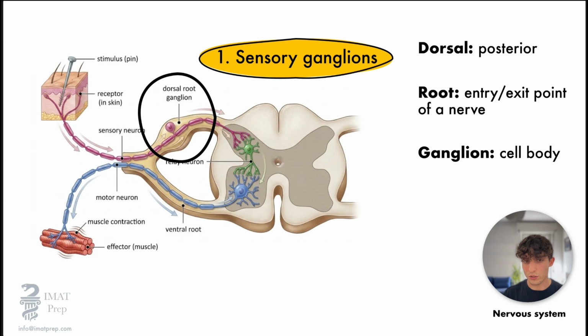We have seen what the dorsal root is. Dorsal root was this entry point of this sensory nerve into the spinal cord. Dorsal because it's posteriorly found, sensory posterior. Root because the nerve is entering the spinal cord. In the case of the dorsal root, it's entering. In the case of the ventral root, it's exiting. But dorsal root ganglion, why? Because we have a cell body here. So this is the sensory ganglion.